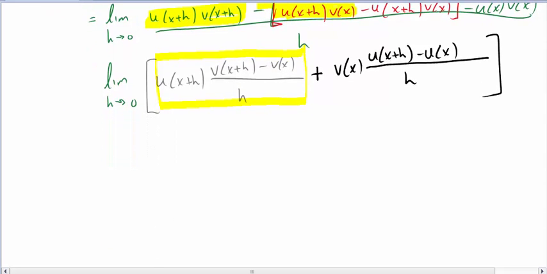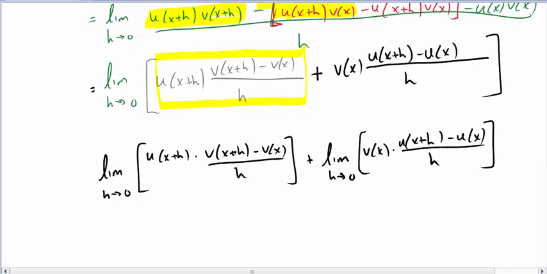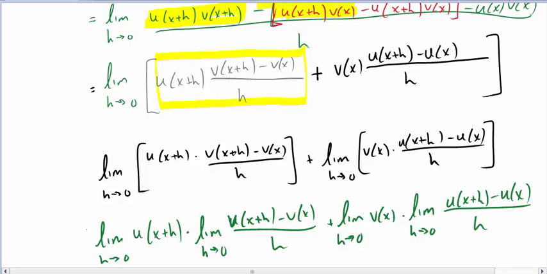Now, we can use our properties of limits again. We can take the limit of the first thing plus the limit of the second thing, which gives us this. And now we can use another property of limits, which says that we can take the limit of each thing that we're multiplying together. So we get the following. And now let's take the limits of these things.